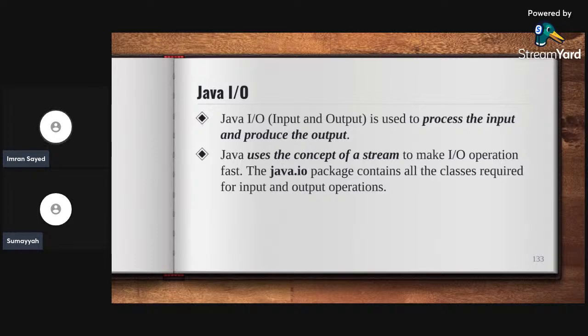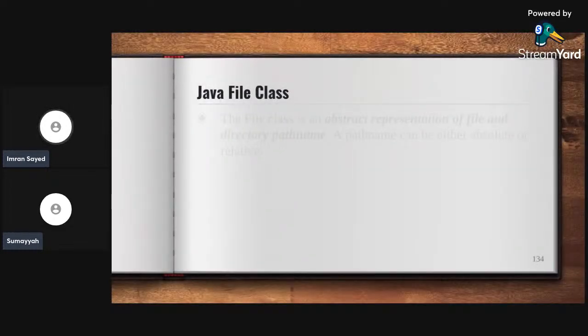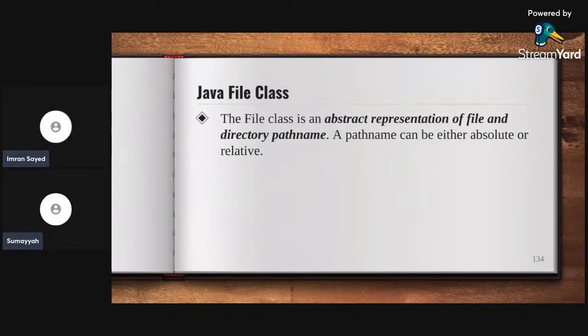The java.io package contains all the classes required for input and output operations. So if you need to perform input output operations, you need to use the java.io package. We can perform file handling in Java by the Java IO API. Java file class is an abstract representation of a file and directory path name, meaning it only represents the essential information about the file and the path name.